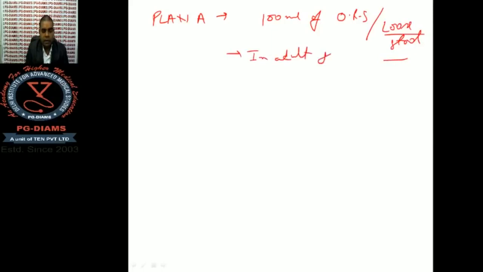Plan A is to give 100 ml of ORS per episode of loose stool. For every one episode of loose stool, you give 100 ml of ORS, and in adults, give as much ORS as the patient can drink. No upper limit. Let them drink as much as they want. Okay? Then what is plan B?